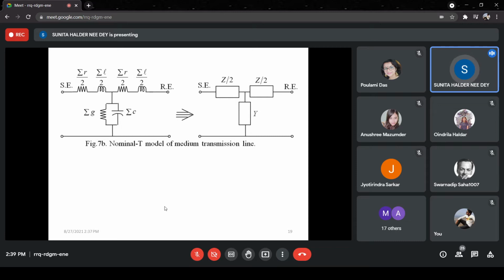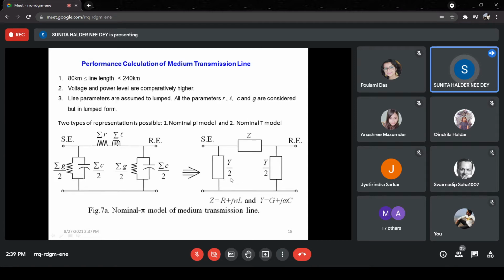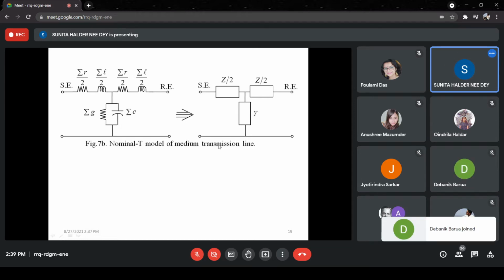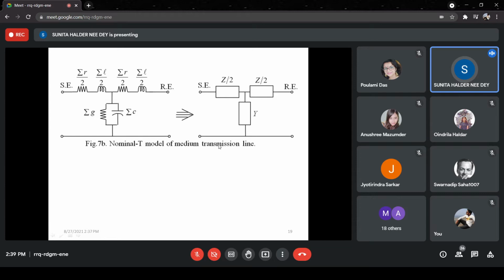Similarly, it may be assumed that the total shunt component is at the center of the line, and the series component is divided into two equal parts. Then Z will be divided into two equal parts and Y will be intact. But you must remember both the nominal pi model and the nominal T model are representations of one transmission line. One single transmission line may be represented in these two ways. That means whatever prediction we get from these two models will be near to each other, because it is actually for one unique line.